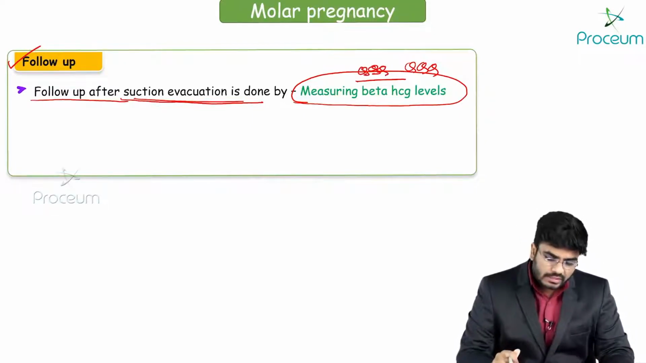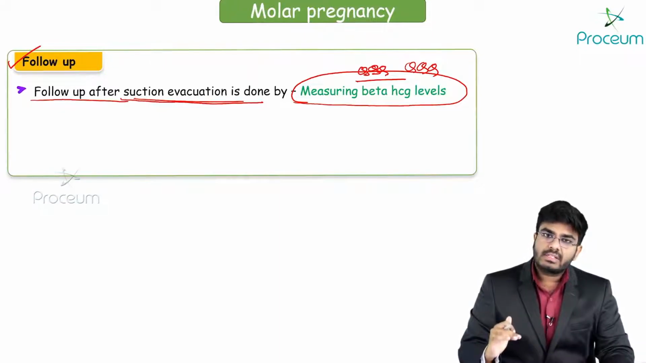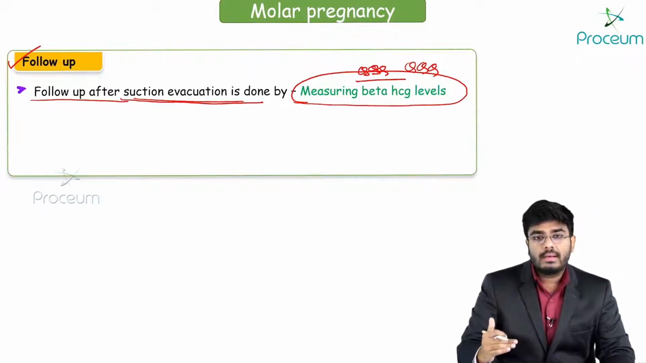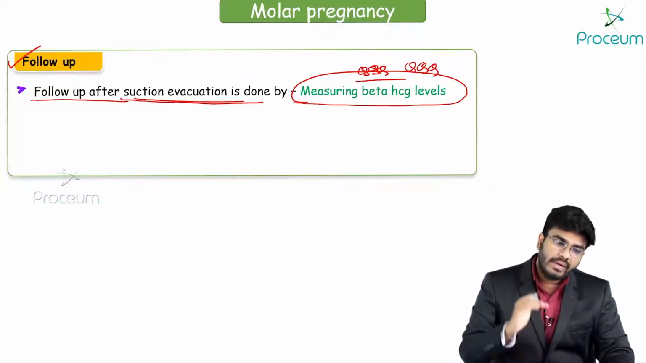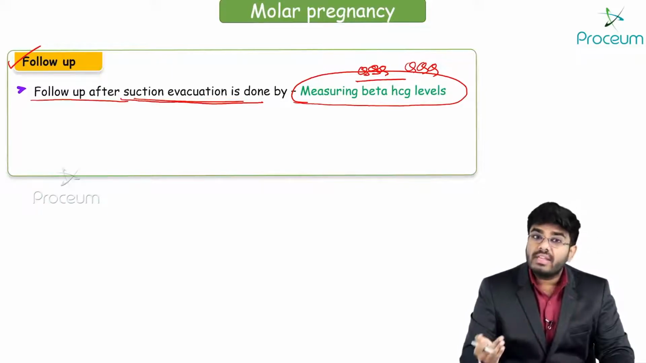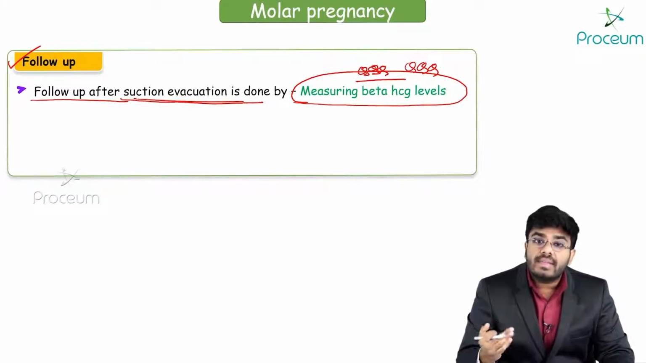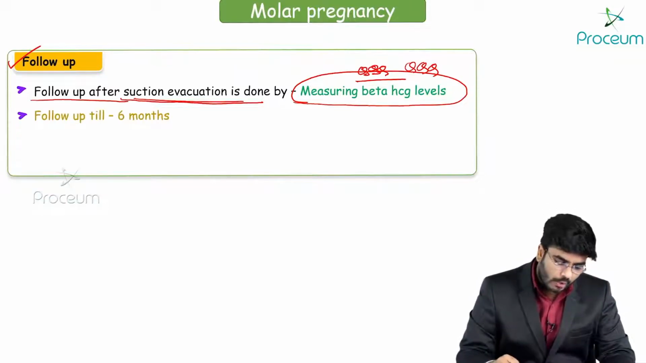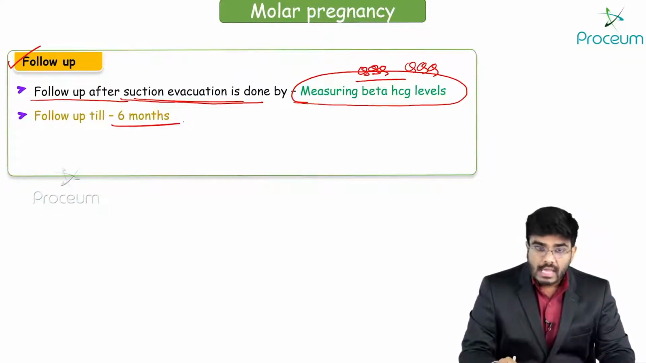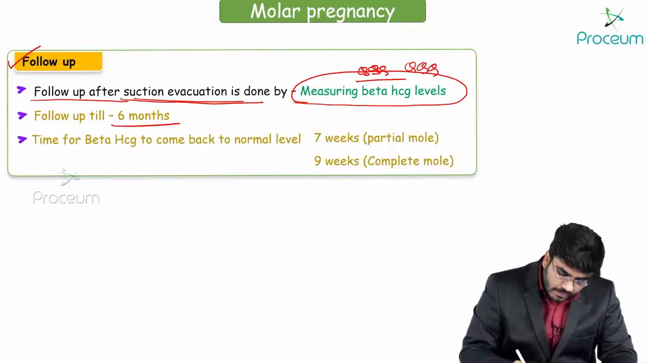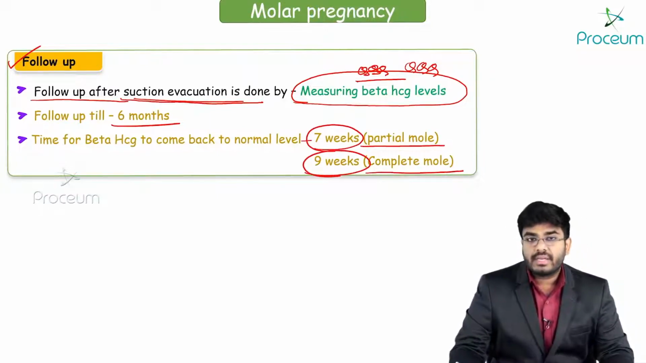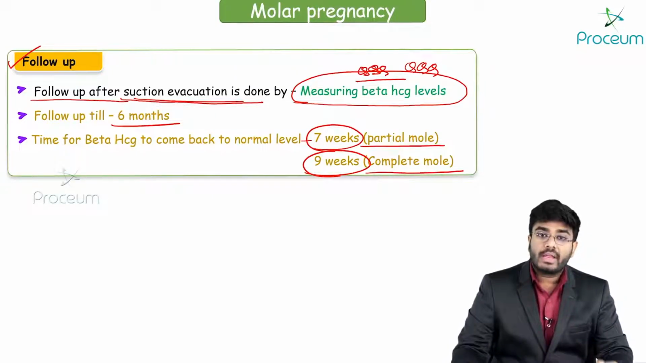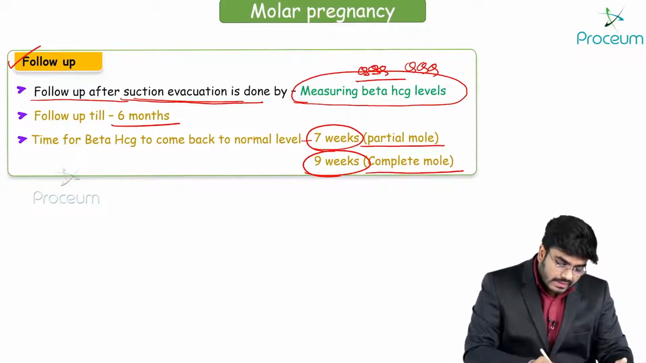Now let me ask you one question. These beta HCG levels are going to come back to normal after how many days? If it's a partial mole, beta HCG levels are going to come to normal by 7 weeks. If it's a complete mole, it takes 9 weeks for the beta HCG levels to come back to normal. And the follow-up should be done till 6 months.